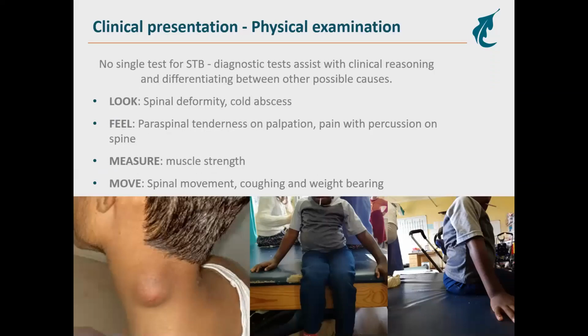So when we look at the clinical presentation, unfortunately, there's not a single test that you can do for spinal TB. Diagnostic tests help you with the clinical reasoning and differentiating between other possible causes. But we do recommend that you look for any signs of spinal deformity or a cold abscess, perhaps. Feel for spinal tenderness on palpation, pain with percussion on the spine. Measure muscle strength if you have a suspicion that neurological weakness might have already started.